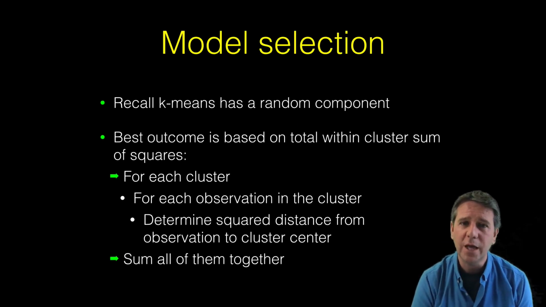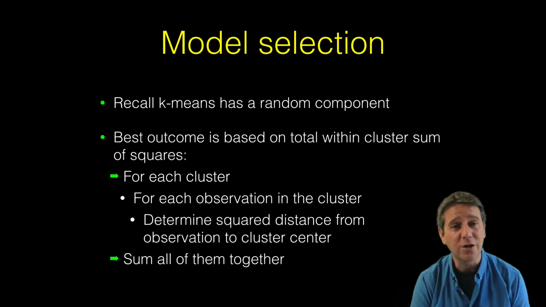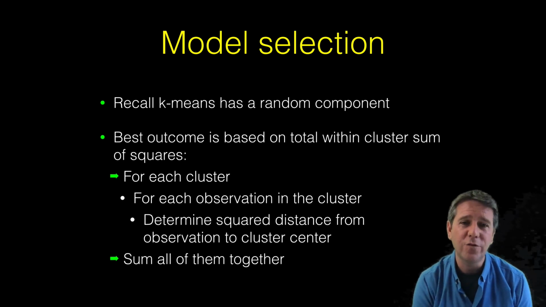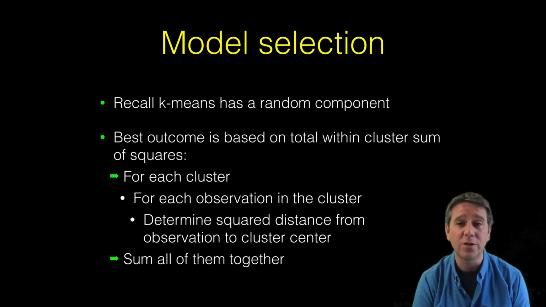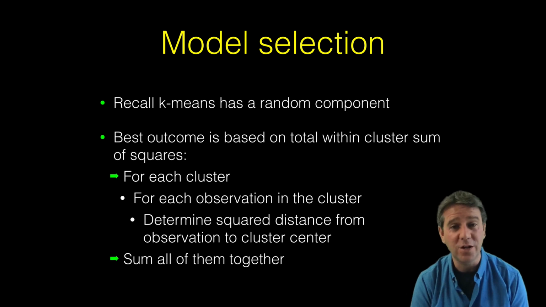So recall that k-means has this random component, and thus we run multiple iterations with different initial cluster centers by setting that nstart argument, that 3rd parameter that I showed in the previous slide. Well, in the case of the R function, the best outcome is based on the total within-cluster sum of squares. How is this calculated? Well, for each cluster and for each observation, each point within that cluster, it determines the squared distance from the observation to the cluster center, the center point of that grouping. And we sum all of those together to get the sum of squares distance.